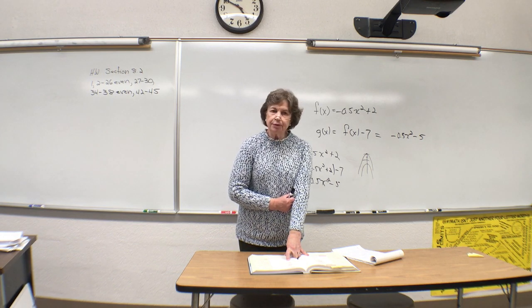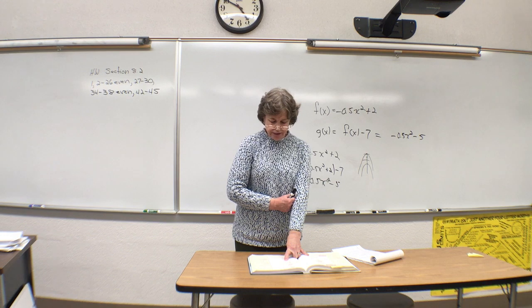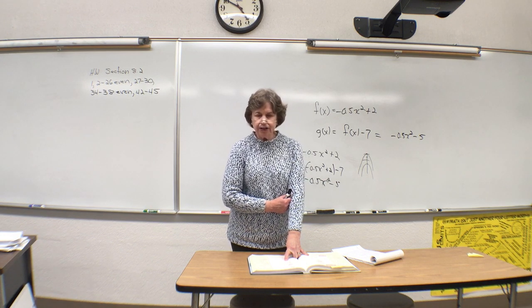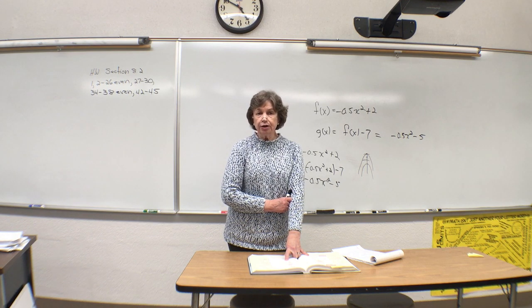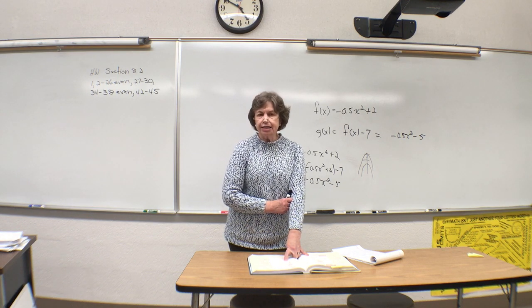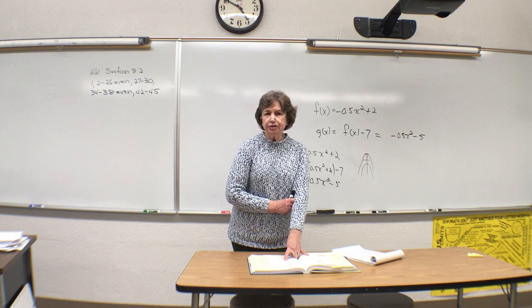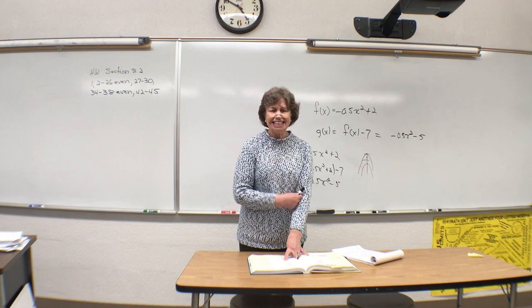What's going to happen with number 3? g of x equals 2x squared minus 5. Compare that to the parent function. Hopefully we can see that it's going to be narrower because of the 2, and it's going to be shifted down 5 units, because of the negative 5.